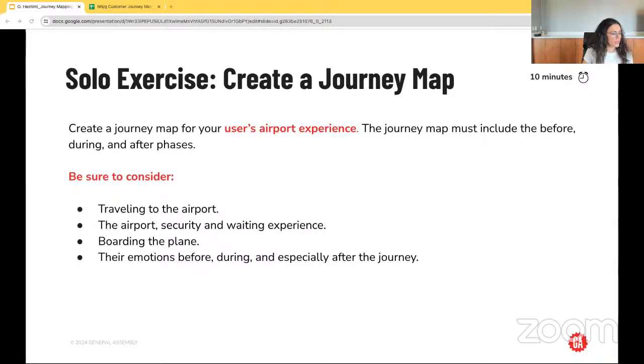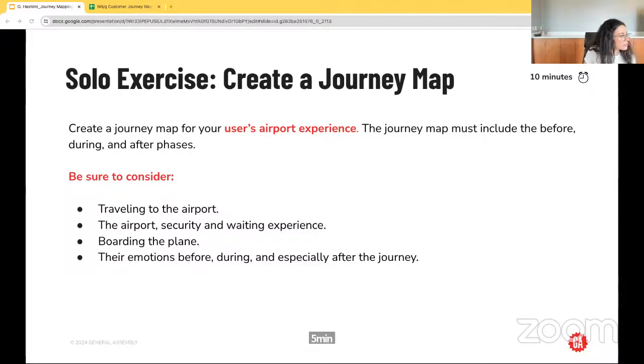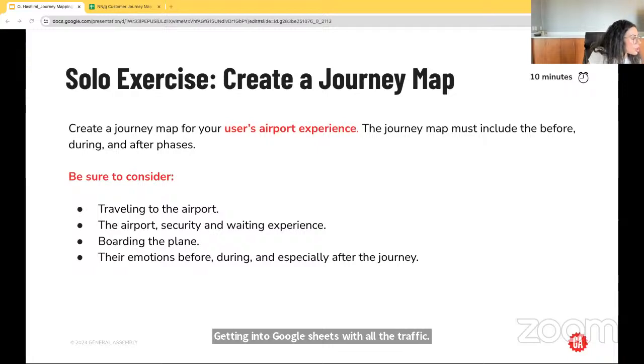All right, I'm going to give y'all about another 5 minutes. I see some of you had trouble getting into Google Sheets with all the traffic. So let's give y'all another 5 minutes. Hopefully you're able to get a taste of journey mapping.